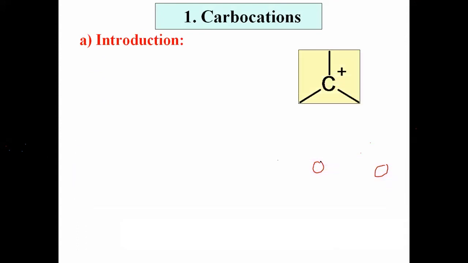Now let us start. This is our carbocation. Carbon has 3 covalent bonds, and there is a positive charge. Now let us see the definition. आपण definition बघणार आहोत. But first, some important points about the carbocation.